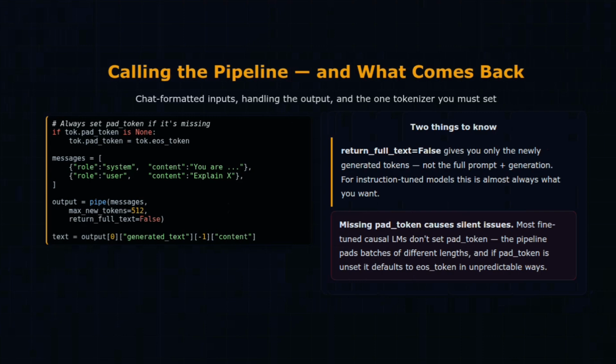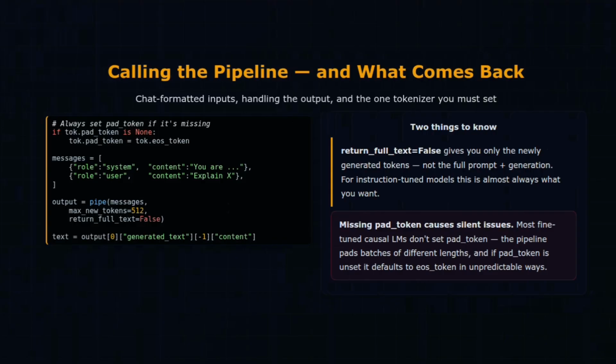Most fine-tuned causal language models don't have pad_token set by default. It gets complicated when the pipeline tries to pad a bunch of different length inputs, and leaving it unset leads to subtle, hard-to-diagnose output differences. The quick fix: set it to the EOS token if nothing else is set.